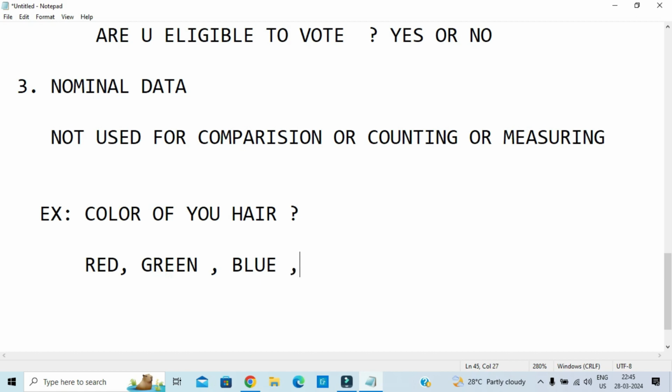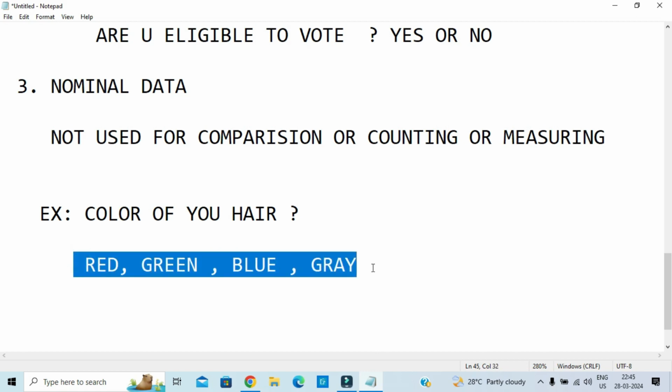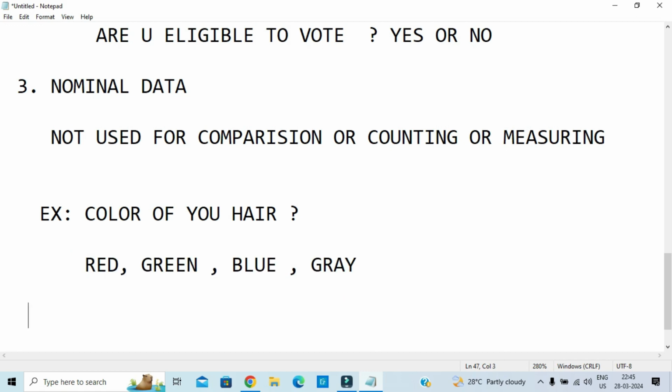We have got more options too, but we select gray or something like that. Red is not compared with green, green is not compared with blue. It's not in sequential order like ordinal data. So there will be one straight answer for this. Someone has red hair, say red. Someone has gray, say gray or white or black. So we'll be giving straight answers.